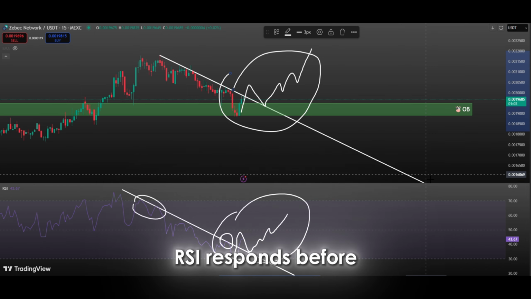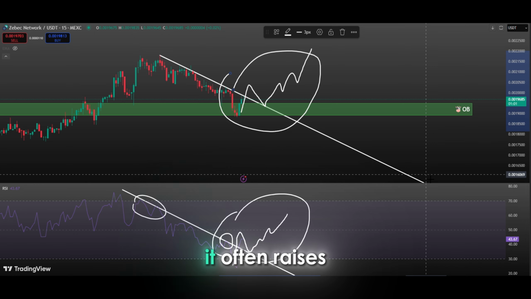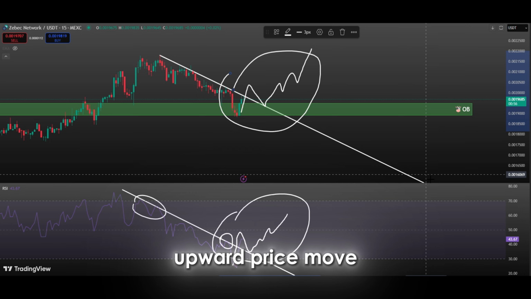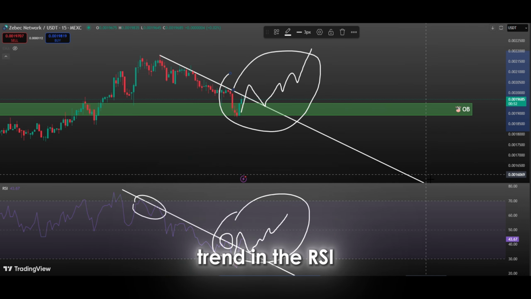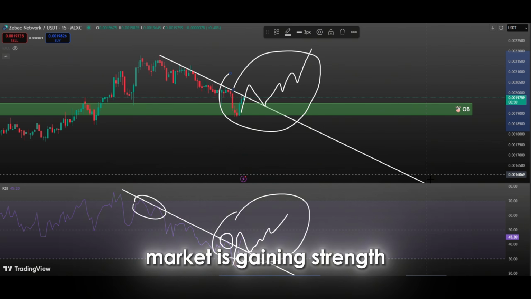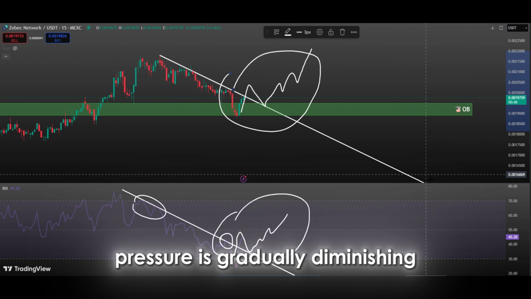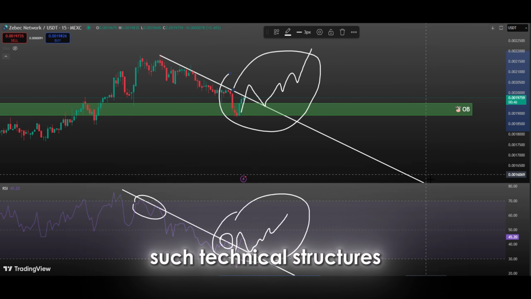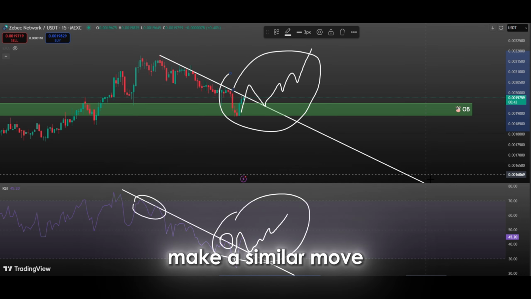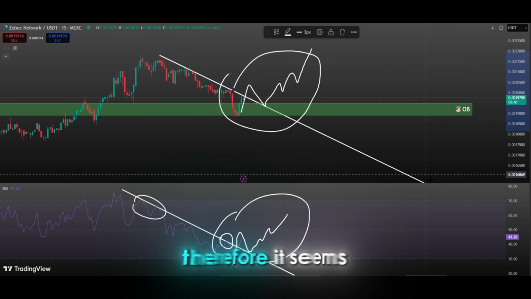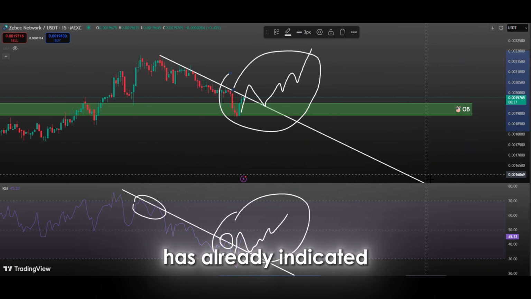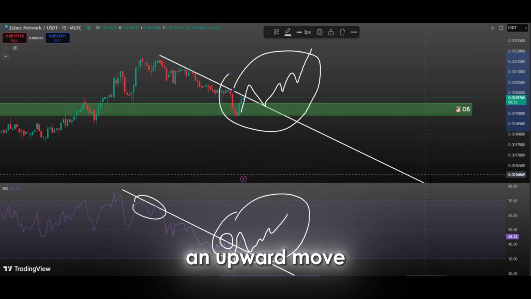Because when the RSI responds before the price does, it often raises buying expectations among investors and lays the groundwork for an upward price move. In summary, the upward breakout of this descending trend in the RSI reveals that the market is gaining strength and that selling pressure is gradually diminishing. Such technical structures often signal that price is likely to make a similar move. Therefore, it seems that the RSI has already indicated that the price is preparing for an upward move.